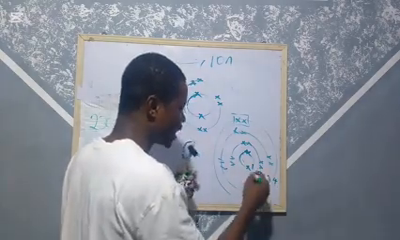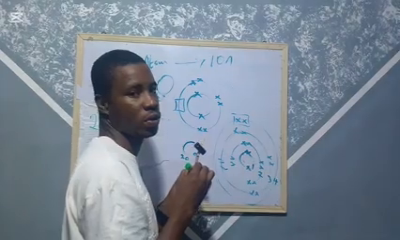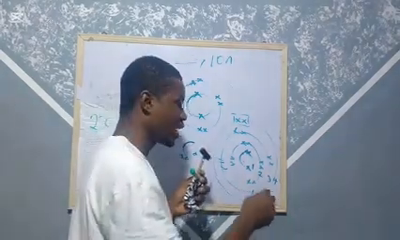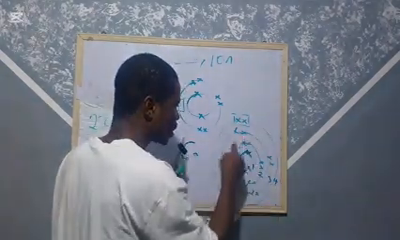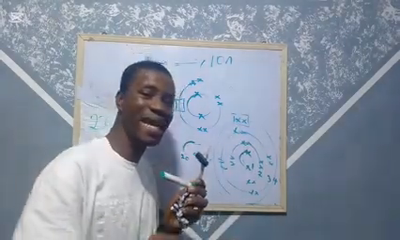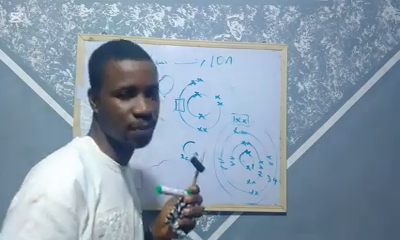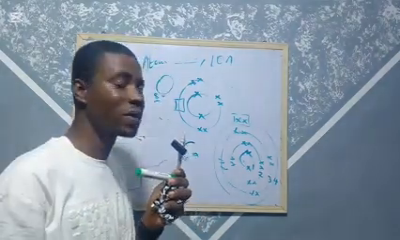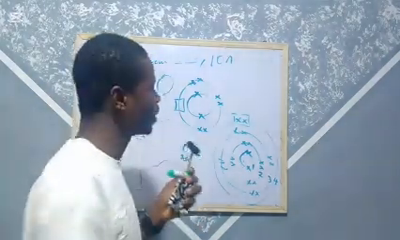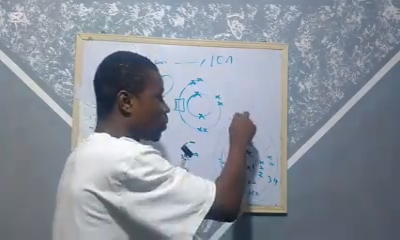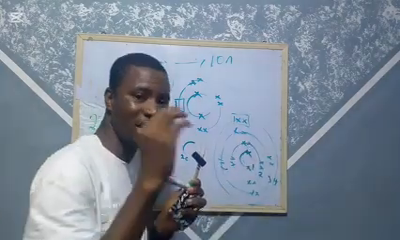So that is the last shell of calcium now. That is what you call the valence shell, and the electrons in this last shell are what you call the valence electrons. Please take note of it. So if in any question they ask you what is the valence electron of calcium, after you have done this, the number of electrons in the last shell is the answer.